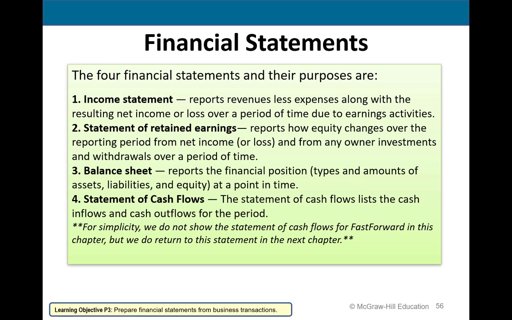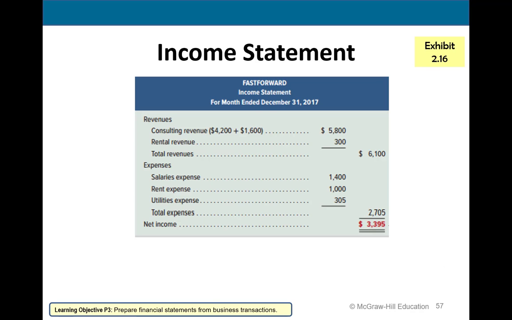They're not showing the cash flows for Fast Forward in this particular lecture, but they're returned to this statement in the next chapter. This is our income statement. This is for December, for the month. Information about the revenues and expenses is conveniently taken from the trial balance. Net income of $3,395 is reported at the bottom of the statement. Owner's investments and withdrawals are not a part of net income.